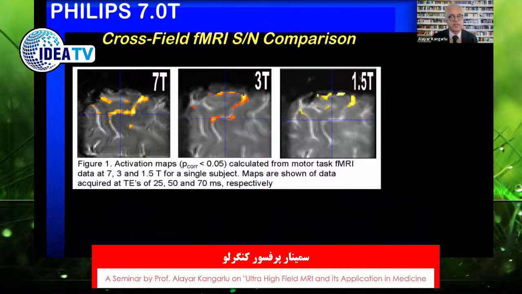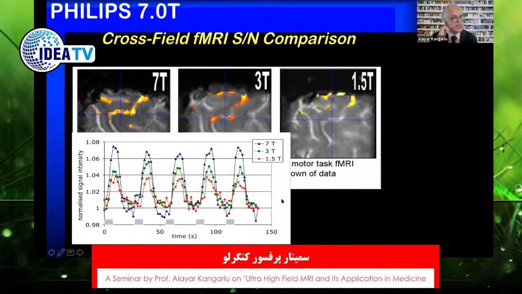Here is the comparison between 7 Tesla, 3 Tesla, and 1.5 Tesla. This is an activation map calculated from a motor task in fMRI at these 3 field strengths for a single subject. TE, or time to echo, is a pulse sequence parameter that's fine-tuned by operators of these magnets in order to optimize the signal to noise and contrast, and in this case they have optimized it for different field strengths. As you go higher in the field, the TE has to be adjusted to avoid the massive susceptibility effects that creep in as a result of the high field strength.